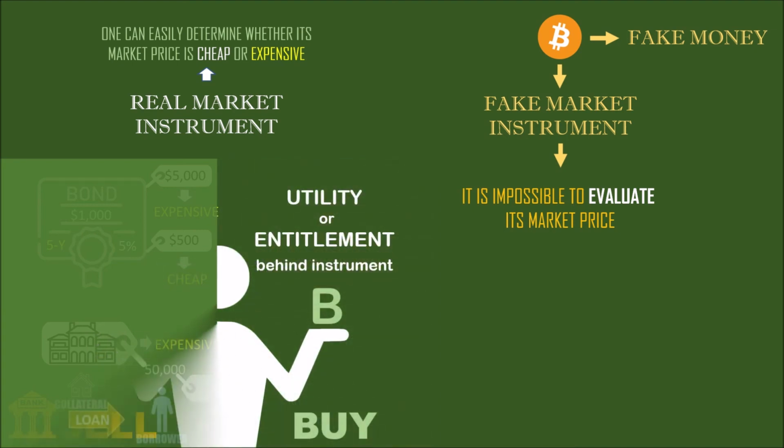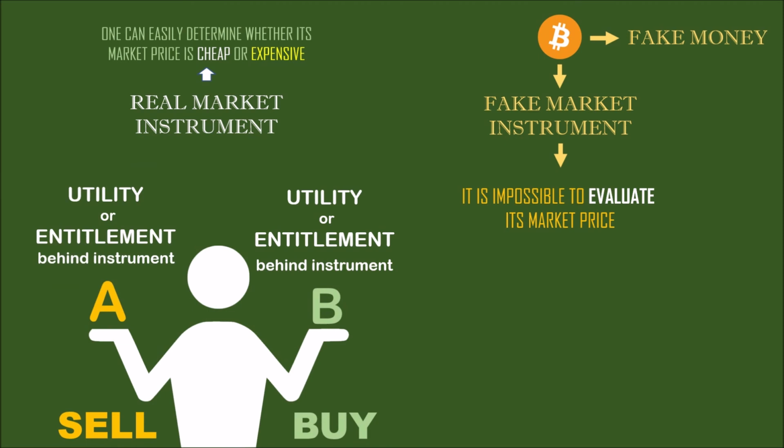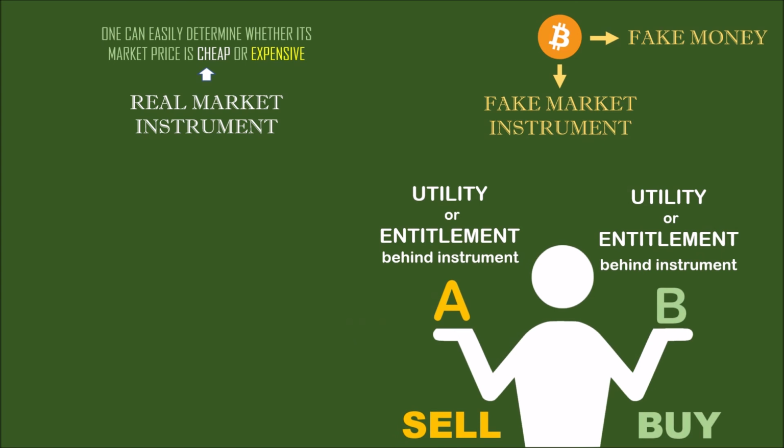To put it differently, when we exchange real market instruments, we can easily compare what utility or entitlement we receive as buyers, and what utility or entitlement we give up as sellers. In the case of Bitcoin, this is impossible, because there is neither utility nor entitlement behind Bitcoin.